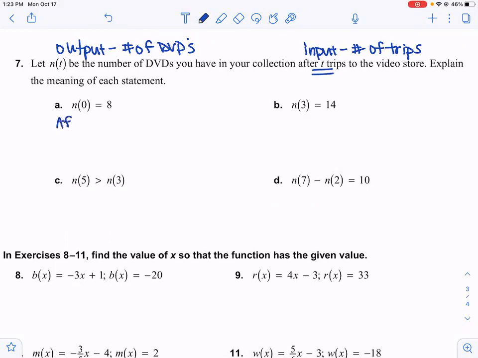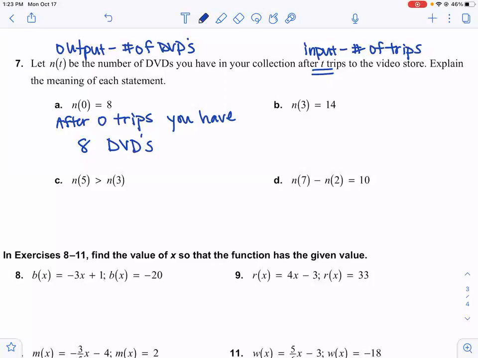So after 0 trips, you have 8 DVDs. 0 is our input, standing for the number of trips. 8 is our output. So basically, you are starting out with 8 DVDs. You haven't gone to the store yet. I'm just wondering, if you've never gone to it, how do you have DVDs? You have some to begin with.